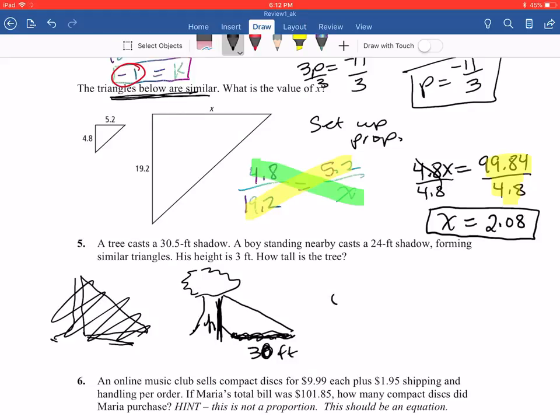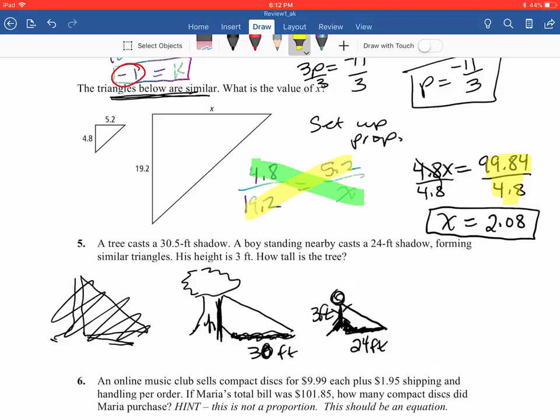And then next to the tree, we have a little boy. So I'm going to draw a little boy. He's got little hands. This is his legs. He's got a skirt. And he also cast a shadow. So this is his shadow here. And the boy's casting a 24-foot shadow. Hey, it can happen. And the boy is 3 feet tall.